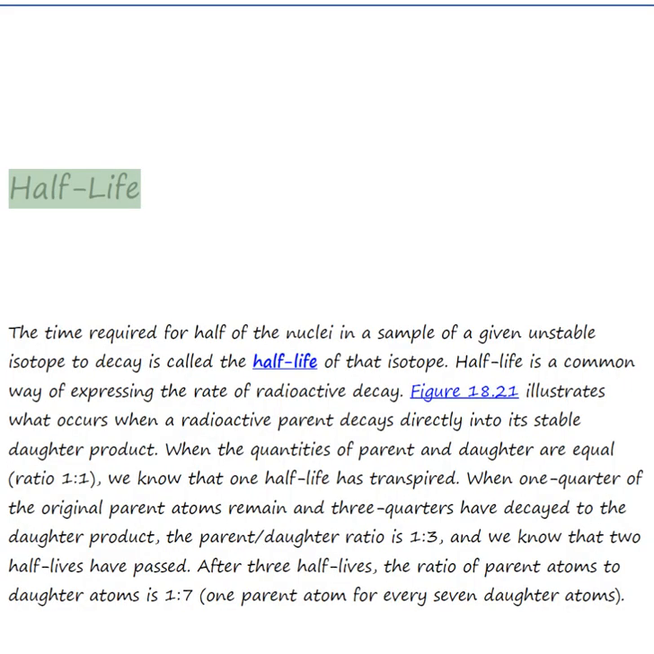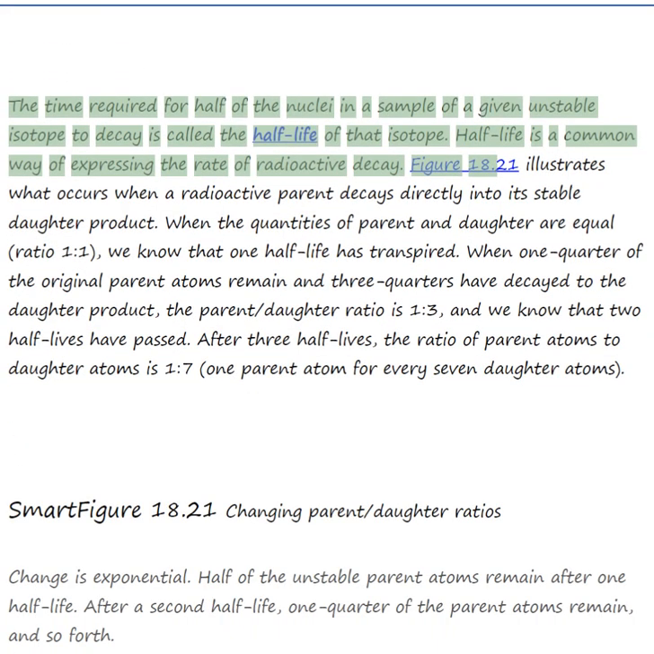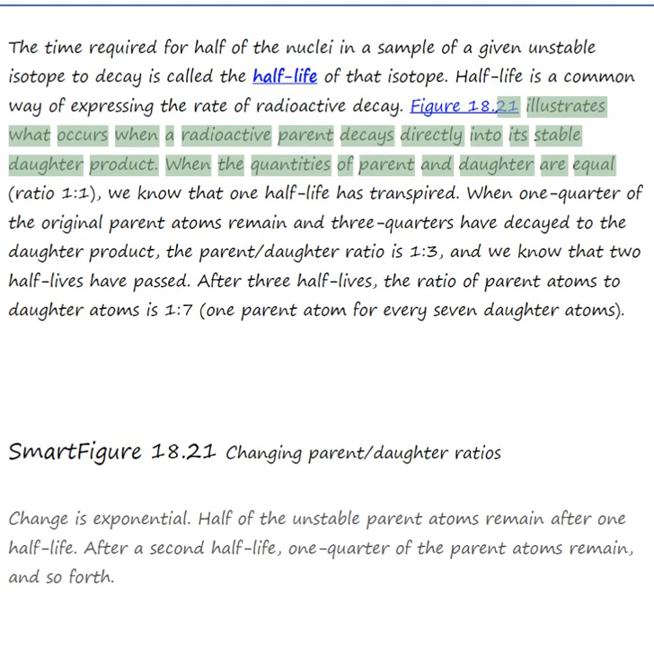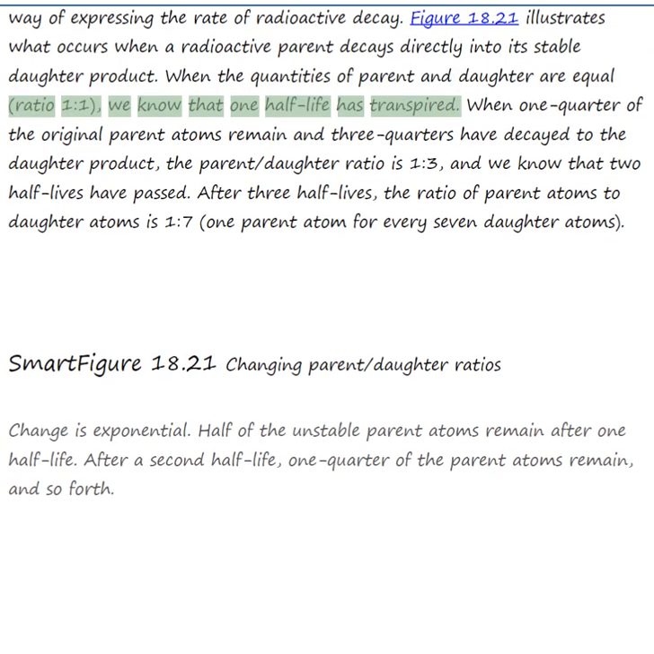Half-life. The time required for half of the nuclei in a sample of a given unstable isotope to decay is called the half-life of that isotope. Half-life is a common way of expressing the rate of radioactive decay. Figure 18.21 illustrates what occurs when a radioactive parent decays directly into its stable daughter product. When the quantities of parent and daughter are equal, we know that one half-life has transpired.